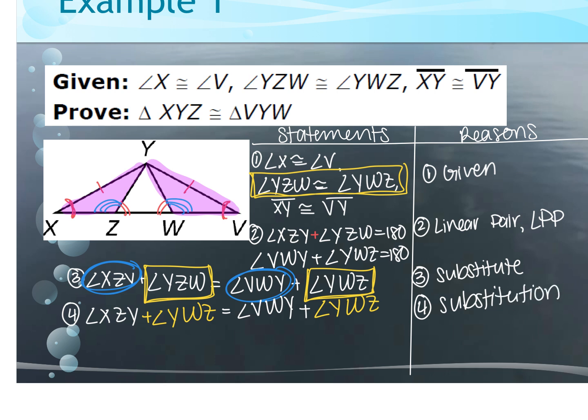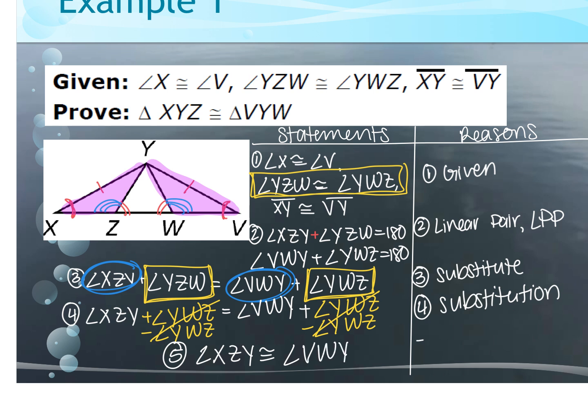And now I'm going to use the subtraction property. Again, I'm trying to get the congruent angles by itself. So I need to go ahead and get rid of this. So 5, I'm going to have angle XZY is congruent to angle VWY. And I subtracted.